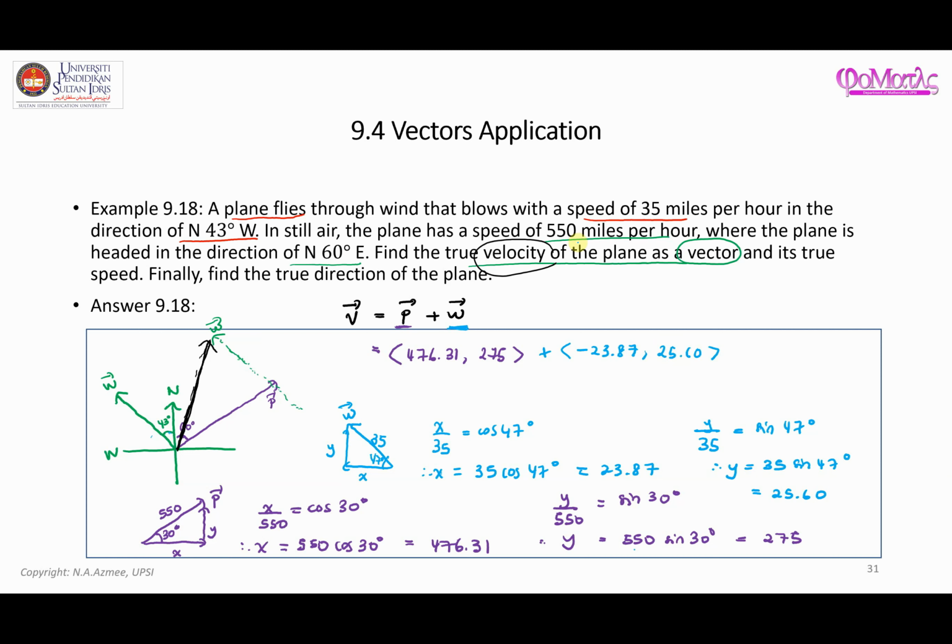So now the velocity of the plane as a vector. We can find this vector by adding up the components accordingly. You add up component x with component x and component y with component y. So this one, 476.31 plus negative 23.87, the answer is going to be 452.44. Next, for the y component, you just add up these two results that you have here, and you will get that this is equal to about 300.66. Okay, so that is the first question. We are done with that.